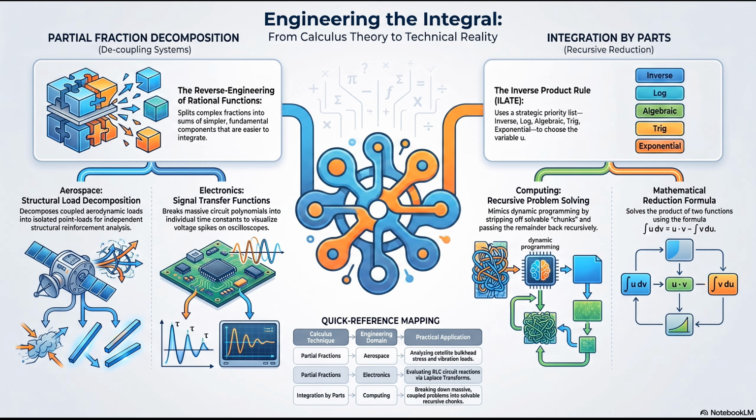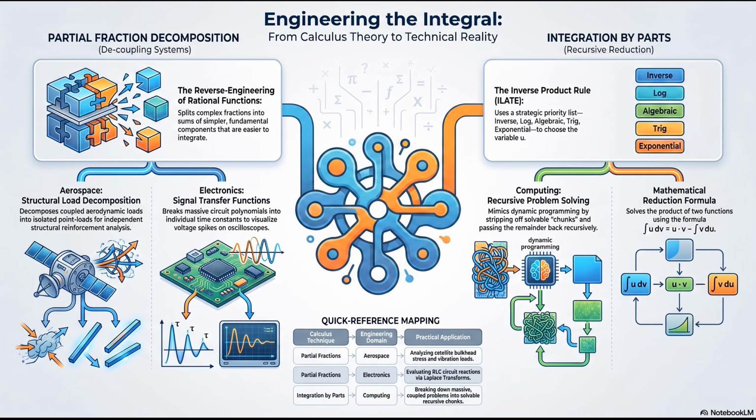Because they don't share a clean chain rule relationship? Exactly. They are fundamentally different mathematical beasts. So we need a different structural blueprint. Which brings us to the second big concept, integration by parts. Right. So integration by parts is basically the inverse operation of the product rule from differential calculus. The product rule tells us how to find the derivative of two multiplied functions. By reversing that logic, we get the integration by parts formula. Which is the integral of u dv equals u times v minus the integral of v du.